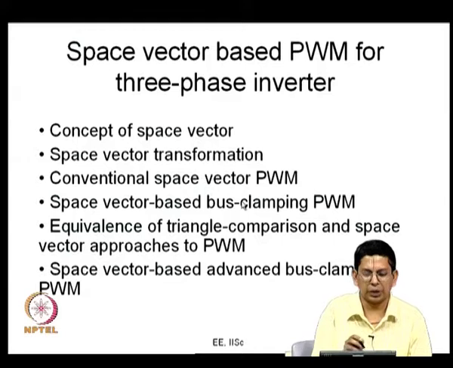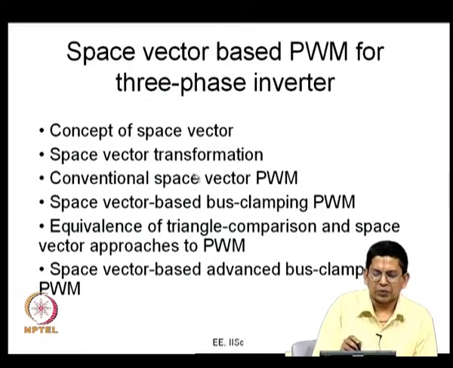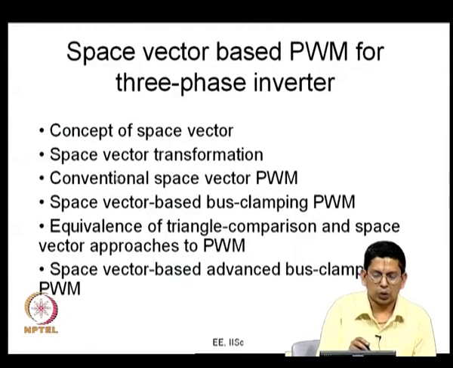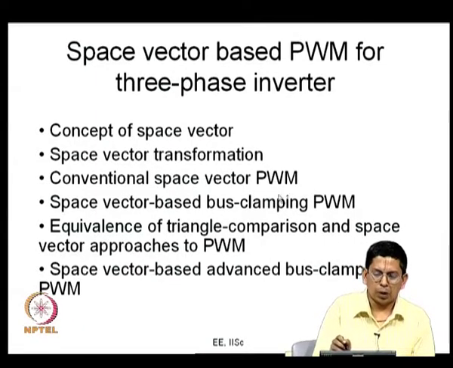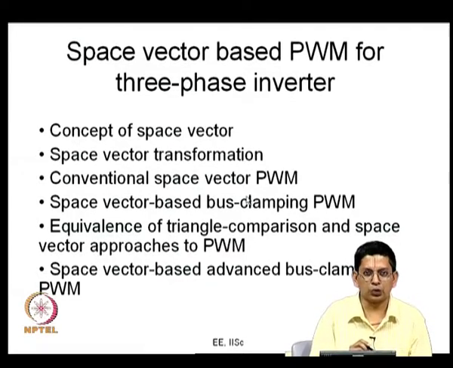So, what we mean by the space vector is something we need to look at. And then we would look at what is called a space vector transformation, that is, 3-phase quantities can be transformed into 2-phase vectors, and that is what you call a space vector transformation. We would look at this, and from then on we would go into the conventional space vector PWM method, which is the most popular PWM method using this space vector approach.